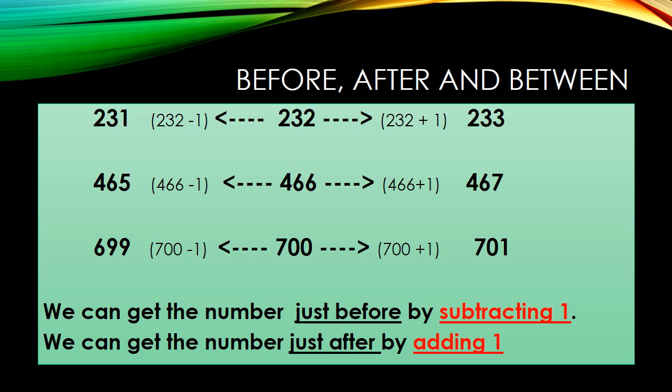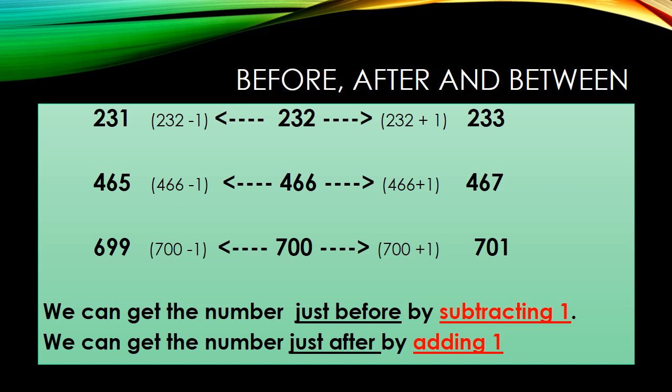For example, 232 minus 1 becomes 231. 231 is the before number. 232 plus 1 is 233. We can get the number just after by adding 1.